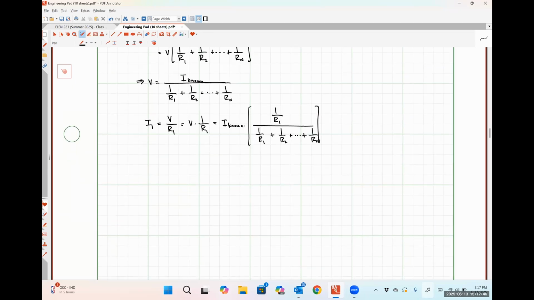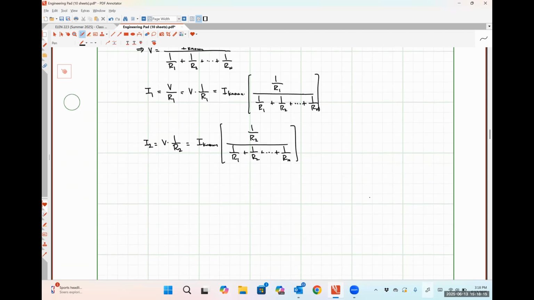Very similarly, if I wanted to solve for I2, that would be V multiplied by 1 over R2, or I known times 1 over R2 divided by 1 over R1 plus 1 over R2 all the way out to 1 over R sub n. So we could say in general, the current flowing through the kth resistor, which is just whatever resistor we're interested in, is simply our known current multiplied by 1 over R sub k divided by, once again, 1 over R1 plus 1 over R2 all the way out to 1 over R sub n.